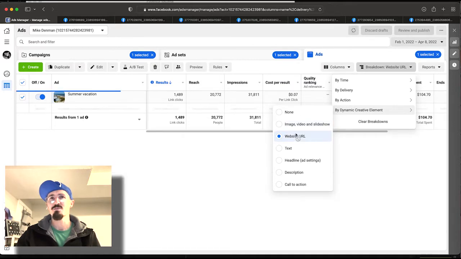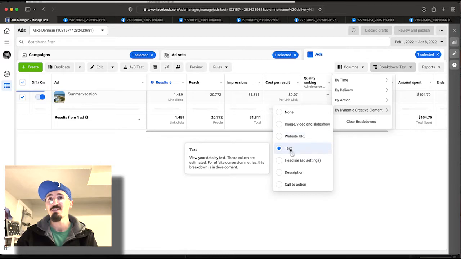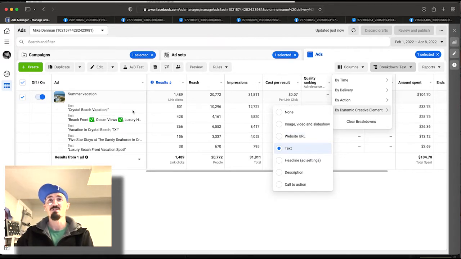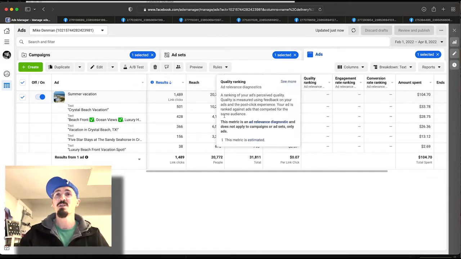Now, if we change it to the website URL, it doesn't change anything. I just have one. I sent this all to my link tree. So then from my link tree, they can go to Airbnb or Vrbo. I did not really see too many link clicks on Vrbo.